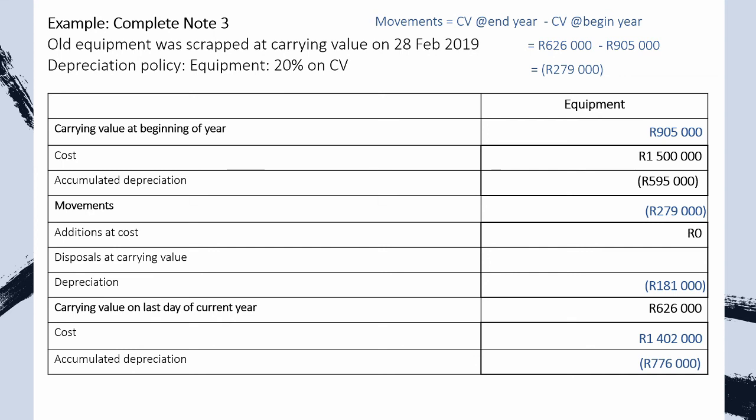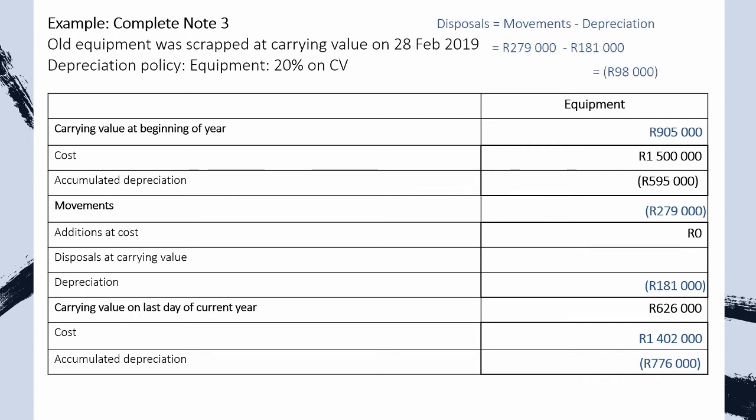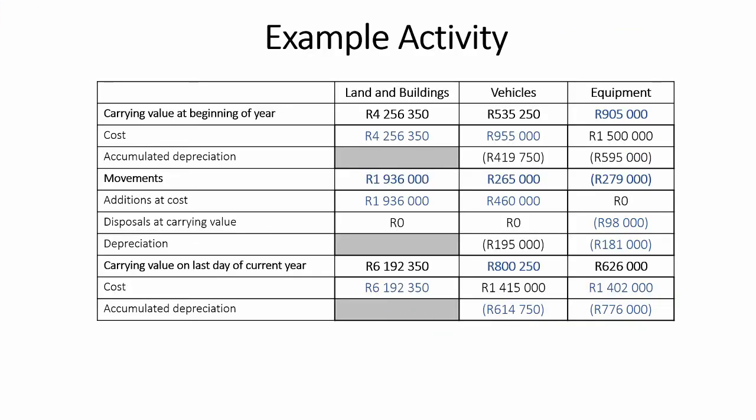The old equipment that we scrapped. We say disposals equals movement minus depreciation, so the 279,000 minus the 181,000, which gave us the 98,000, and it must be in brackets. All in all, this is all finished, and we're done solving the note number 3 with the tangible assets, and it's easy as that.